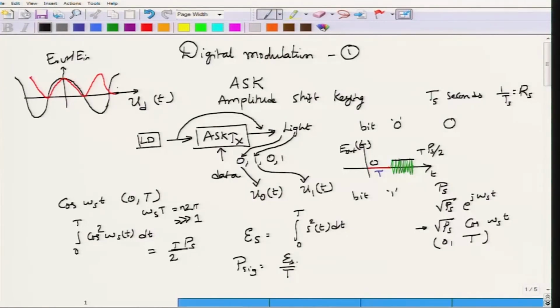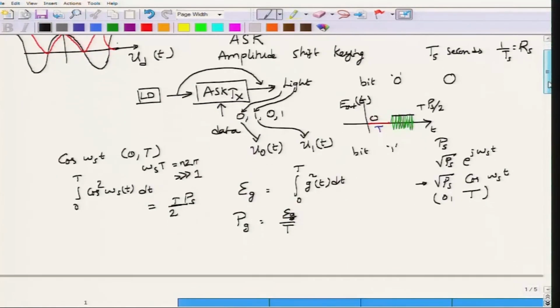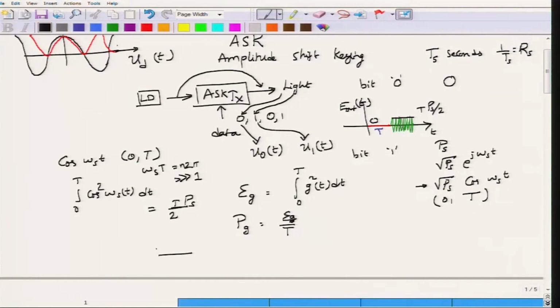Let us use a different signal symbol, because we have already used S here. Let us say E g of t, where my signal is g of t, and if I divide the energy of the signal g of t by the duration t, what I get is the power Pg. So, in this particular case, I have two signals, one which will last from 0 to t. We can call this signal S0 of t, and this S1 of t. S0 of t is a signal which lasts for a duration t seconds and is given by the value 0, whereas you have another signal which will last again the same duration t, but it has a power of Ps by 2.